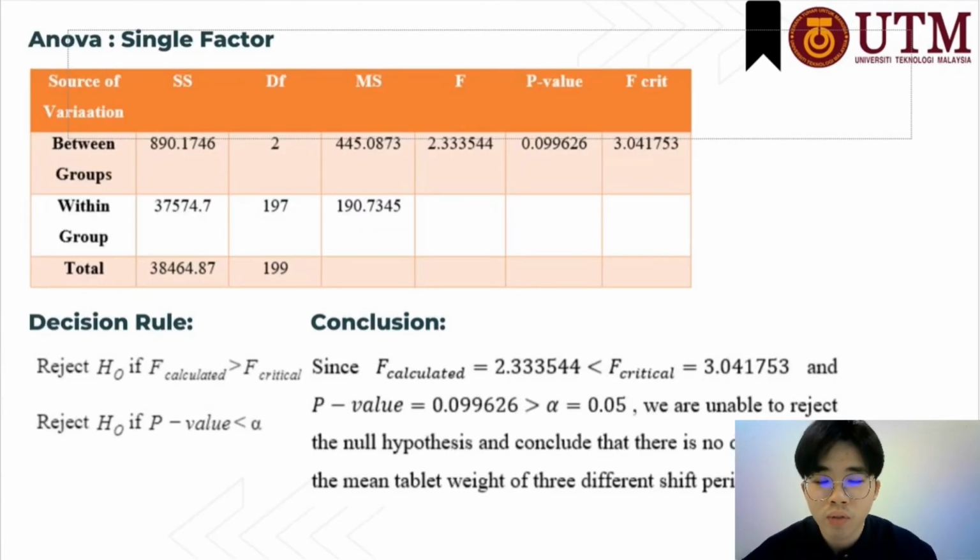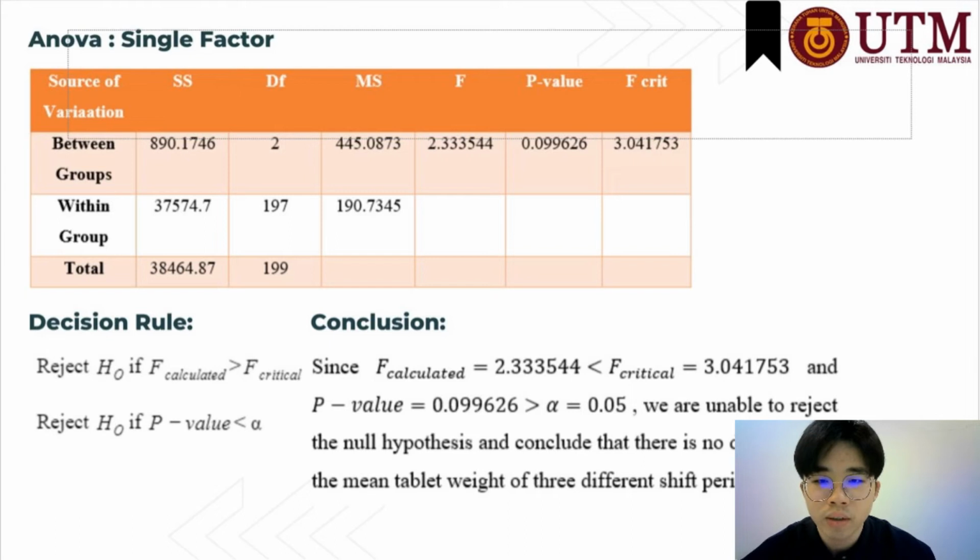So the one-way ANOVA method is performed using Microsoft Excel, and this table shows the result from Microsoft Excel. We have two decision rules. One, we will reject the null hypothesis if the F calculated value is greater than the F critical value. And also, we will reject the null hypothesis if our P value is smaller than the significance level value.